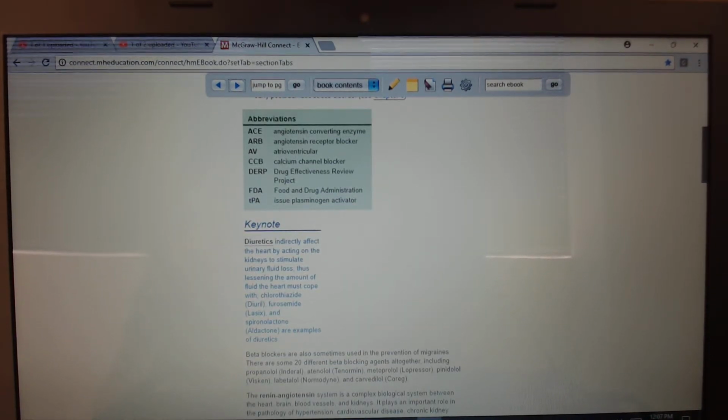Okay, these are some key abbreviations. ACE, angiotensin converting enzyme. ARB, angiotensin receptor blocker. AV, atrioventricular. CCB, calcium channel blocker. DERP, Drug Effectiveness Review Project. FDA, Food and Drug Administration. TPA, tissue plasminogen activator. Okay, that's a clot-breaking agent.